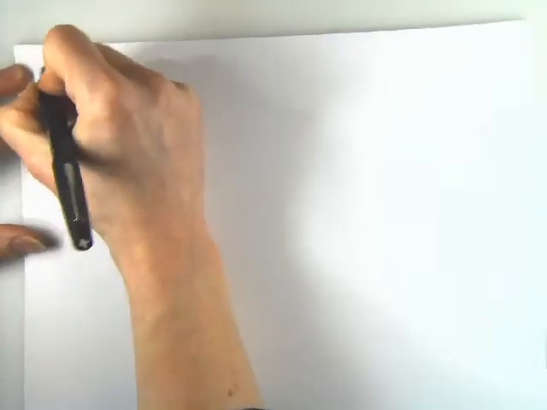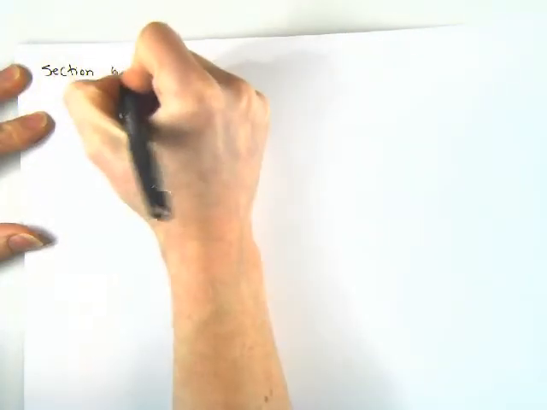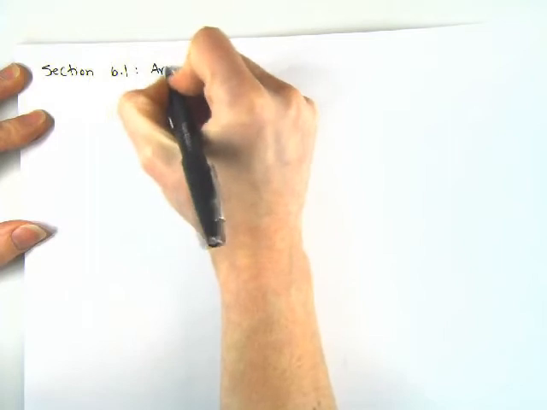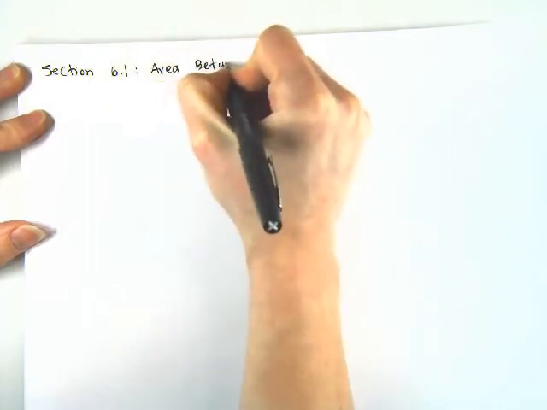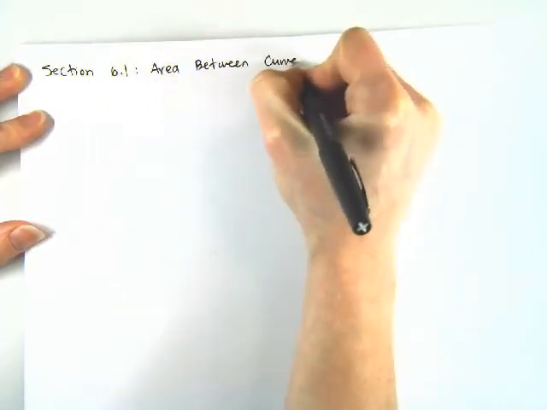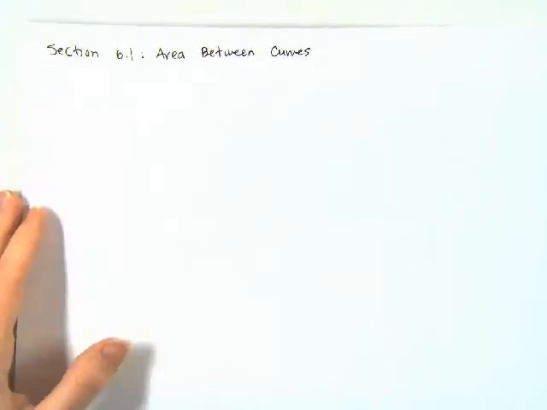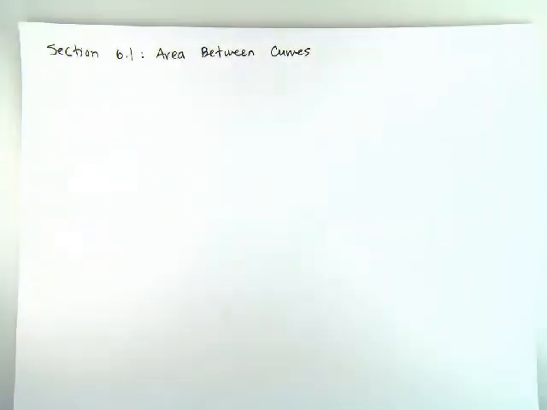Okay, so I'm going to actually bring this back up in just a little bit. We need to think about how we can find these areas first. So I'm going to write this here, section 6.1. I'm going to call this area between curves, even though that's not the exact name of the section, but that's what it's about anyway. Oh, let me take over your guys' screen.